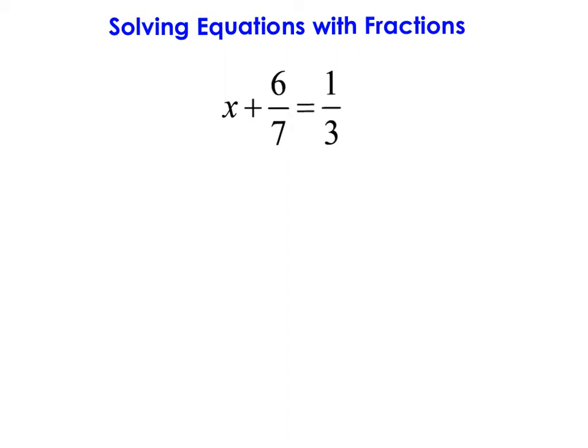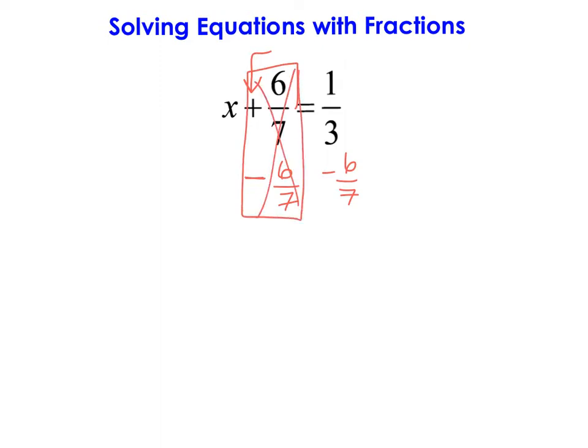So when I look at this example here, what I notice is that x is being added together with 6/7. So if I want to get x by itself, I need to undo that addition. And I undo that addition by subtracting 6/7 from each side, or you can add a negative 6/7 to each side. That's the same thing. So by doing this, I'm going to cancel out the 6/7. So I'm left with x is equal to 1/3 minus 6/7.